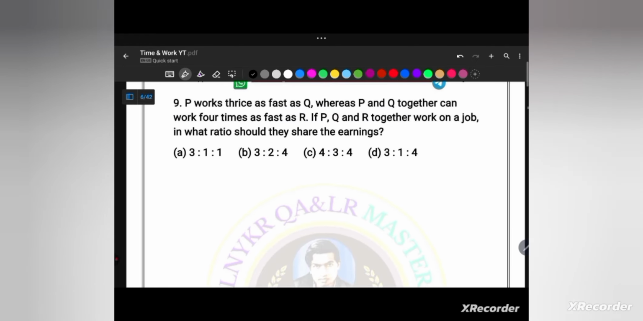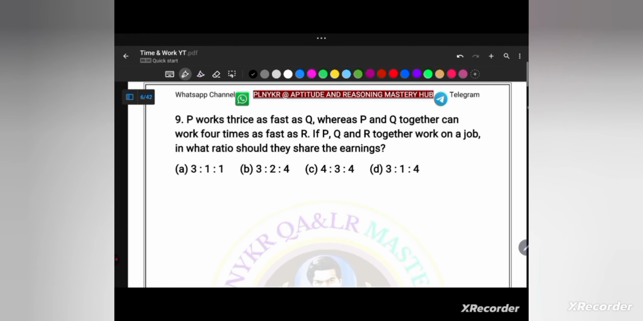The next question, just analyze it. After having the right approach, let me know the answer. What is the first statement here? Clearly, P works thrice as fast as Q. That means the efficiency of P is compared with respect to Q. The efficiency of P with respect to Q is 3:1 or 3/1. Either you can take it as parts, or for example if you take the X for Q, then P will be 3x as per the given information.